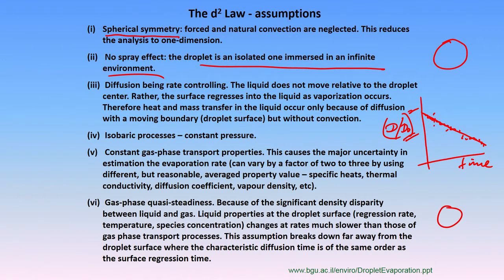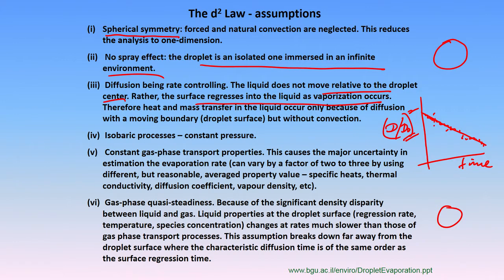That means the liquid does not move relative to the droplet center, rather the surface regresses into the liquid as the vaporization happens. So, the surface slowly and steadily regresses, but there is no flow that is generated within the liquid. Therefore, the heat and mass transfer in the liquid only happens because of diffusion with a moving boundary.